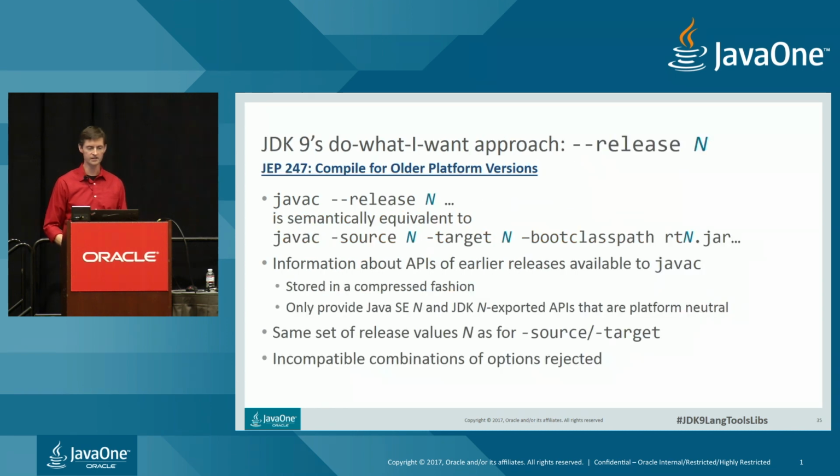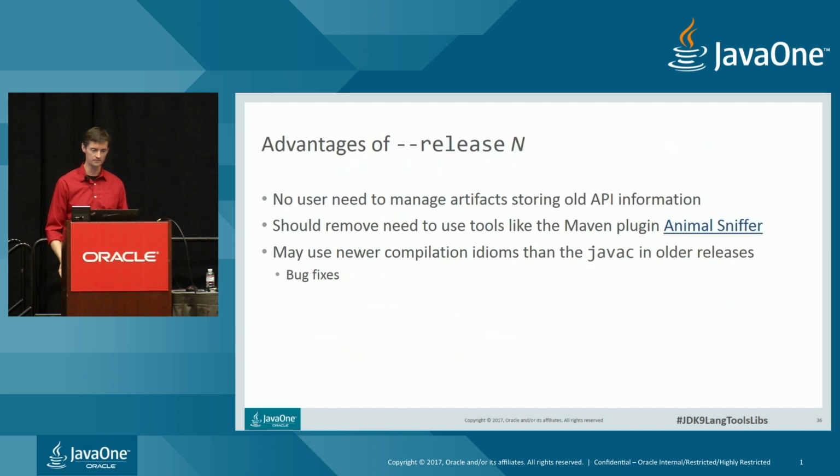And that is indeed what we've done now with the javac --release N flag. Semantically, it's equivalent to setting the source and target to the older release, as well as the boot class path. However, the information about the boot class path is available to javac. So this is shipped as part of the JDK in a compressed fashion, so you don't have to manage that kind of state yourself anymore.